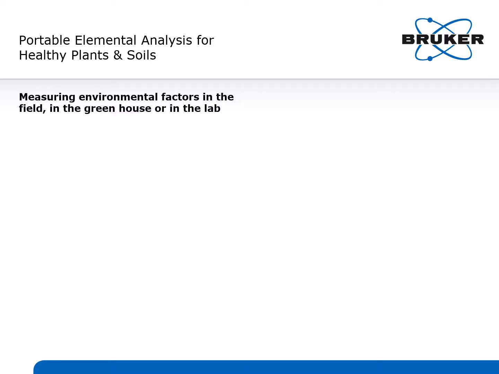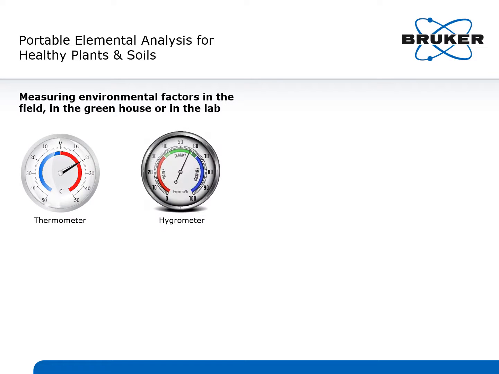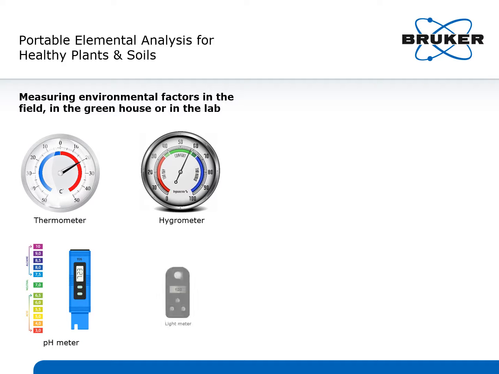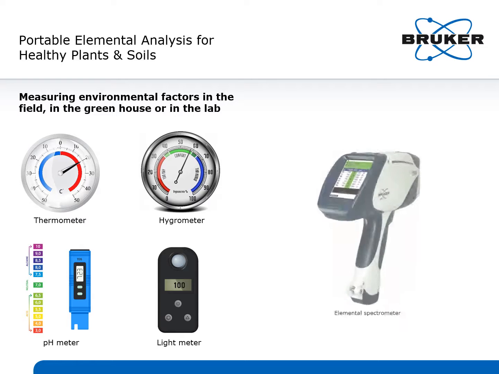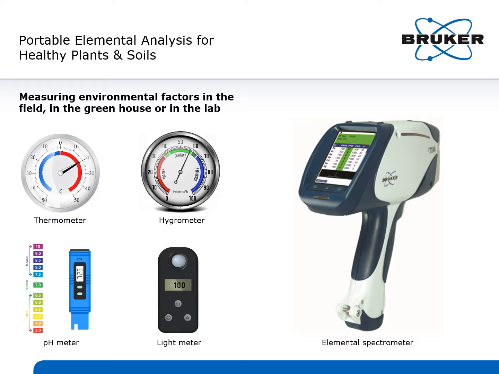Fortunately, key environmental factors can be measured using field portable devices. Most people are familiar with measuring temperature with a thermometer, humidity with a hygrometer, pH with a pH meter, and light with a light meter. But not everyone is as familiar with elemental spectrometers, which are used to measure mineral nutrients and heavy metals.